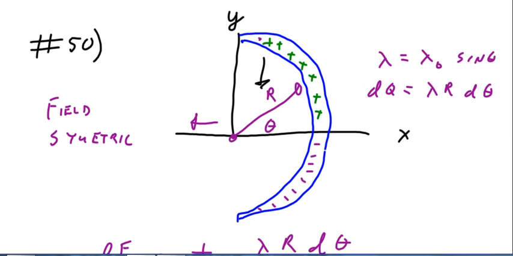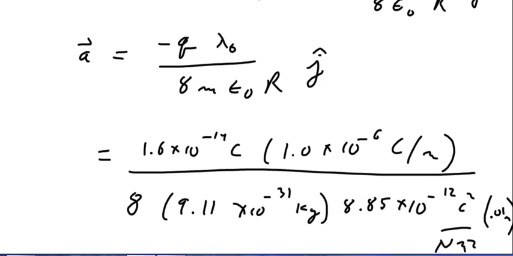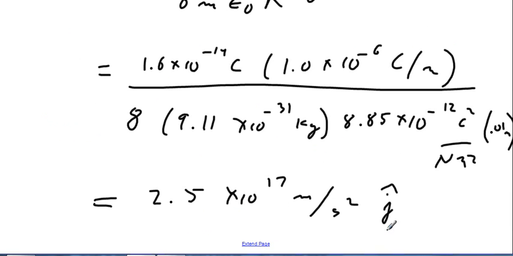Okay, and the electron, if I put an electron there, it's going to go up. It's going to go towards the positive charges, and that's why this is going to be in the positive j hat direction. Alright, well, so much for problem number 50. Now we're going to problem number 56.